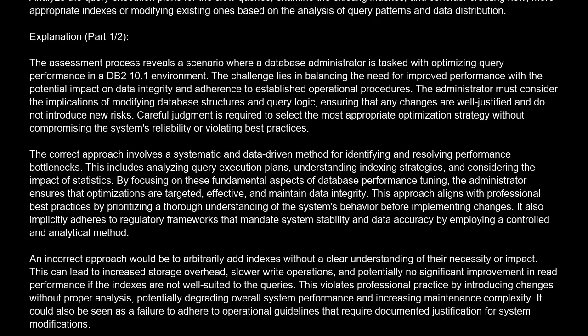An incorrect approach would be to arbitrarily add indexes without a clear understanding of their necessity or impact. This can lead to increased storage overhead, slower write operations, and potentially no significant improvement in read performance if the indexes are not well suited to the queries. This violates professional practice by introducing changes without proper analysis, potentially degrading overall system performance and increasing maintenance complexity. It could also be seen as a failure to adhere to operational guidelines that require documented justification for system modifications.